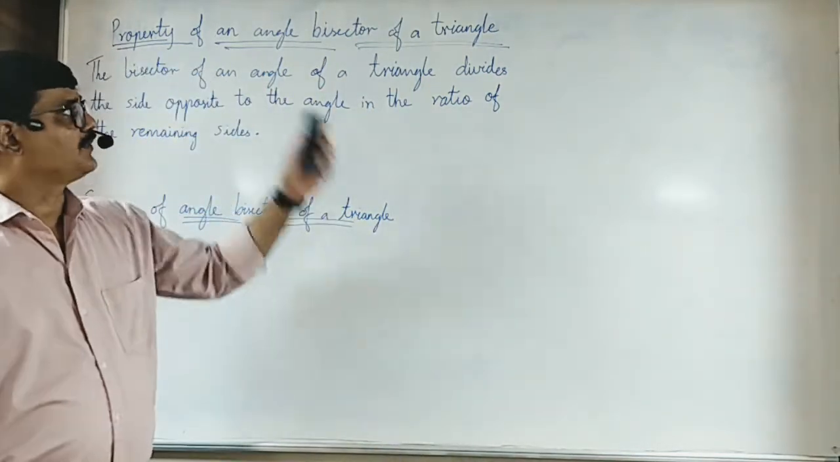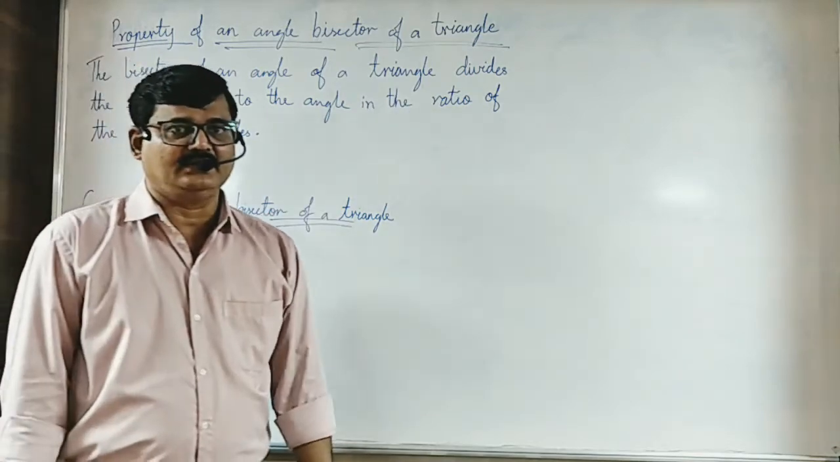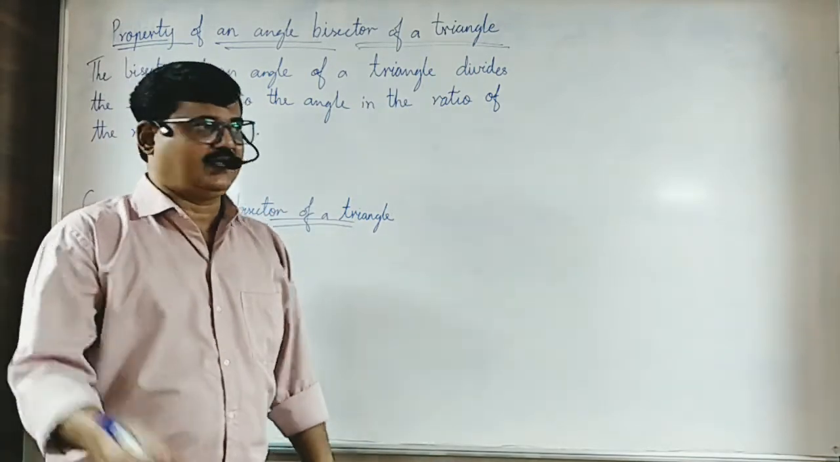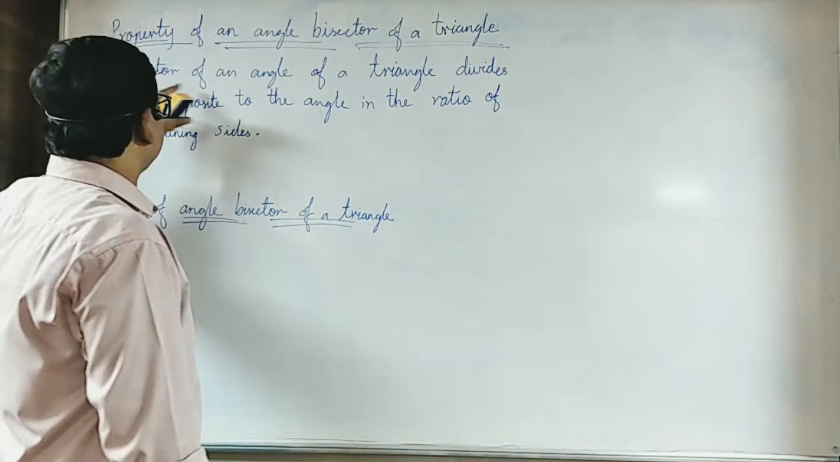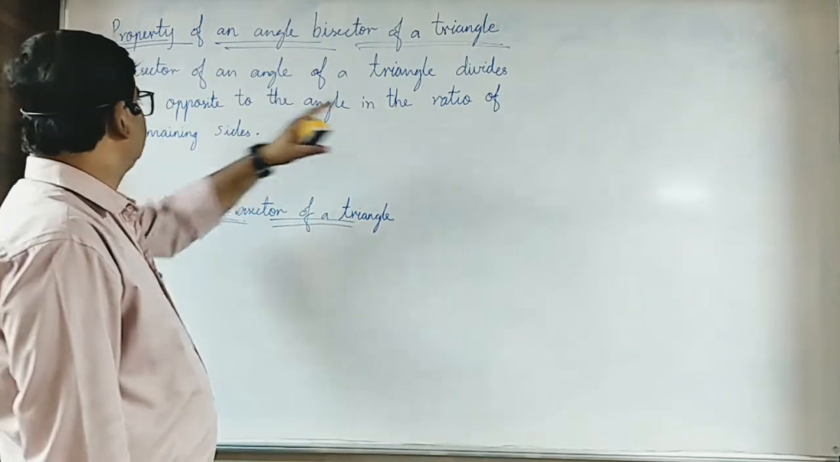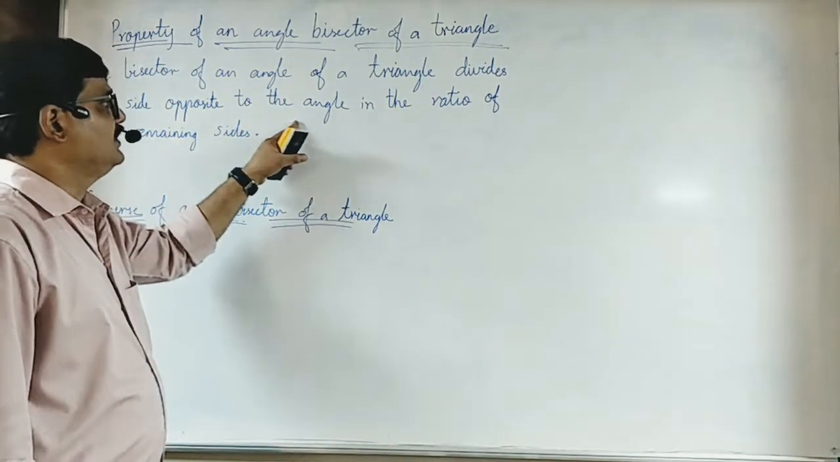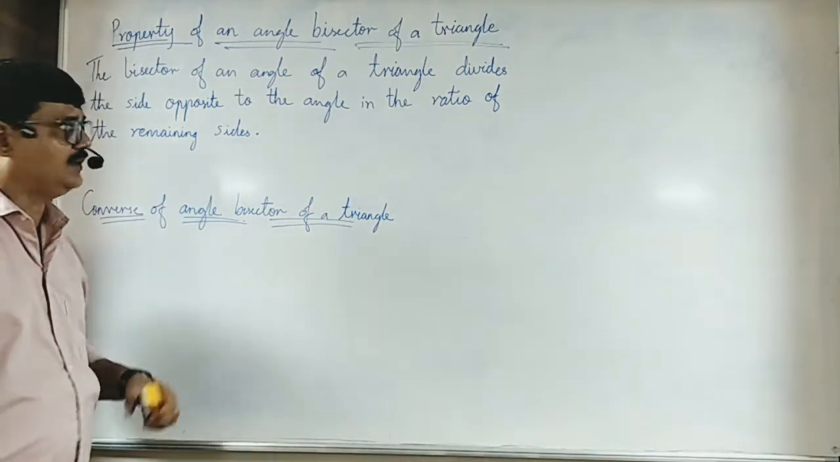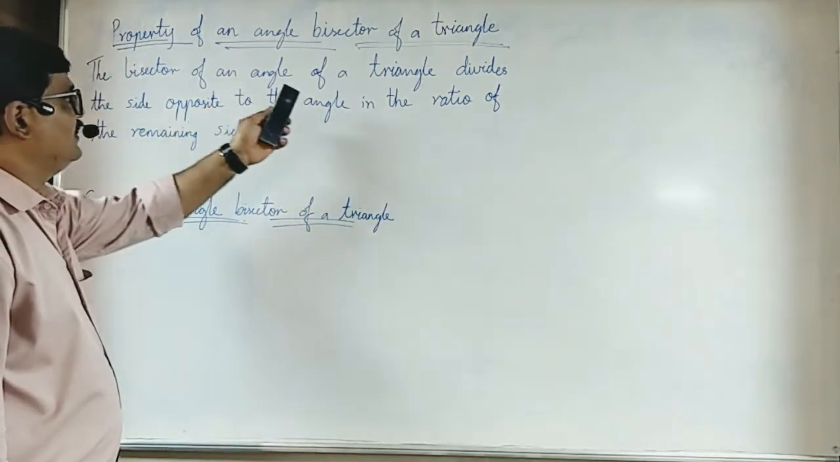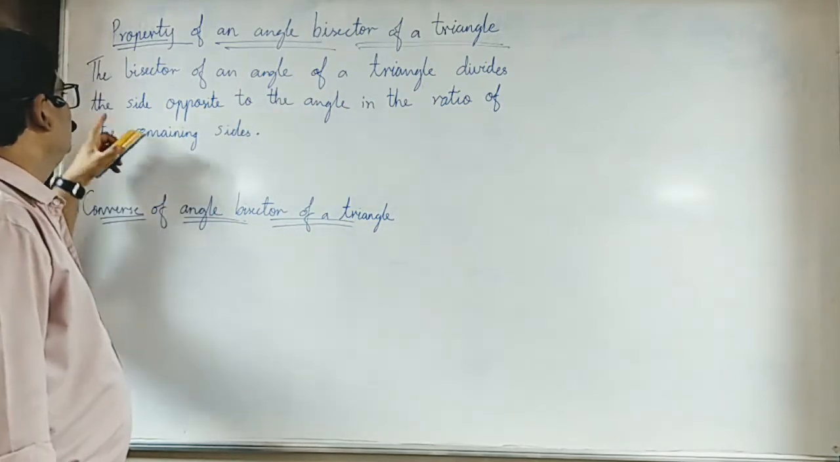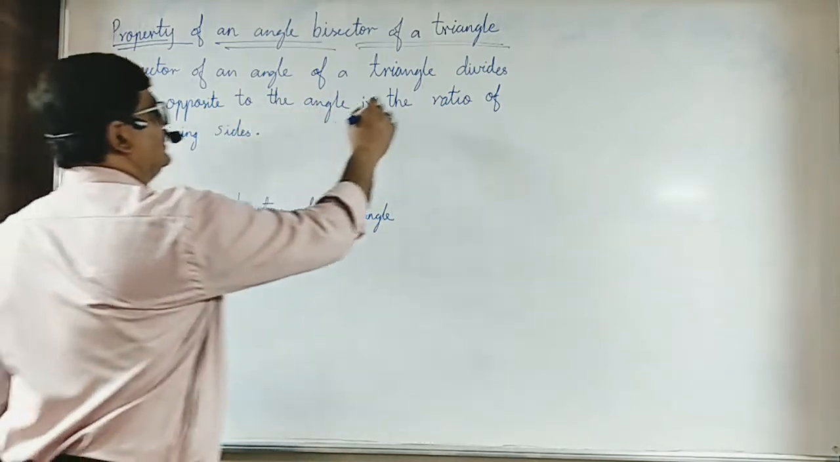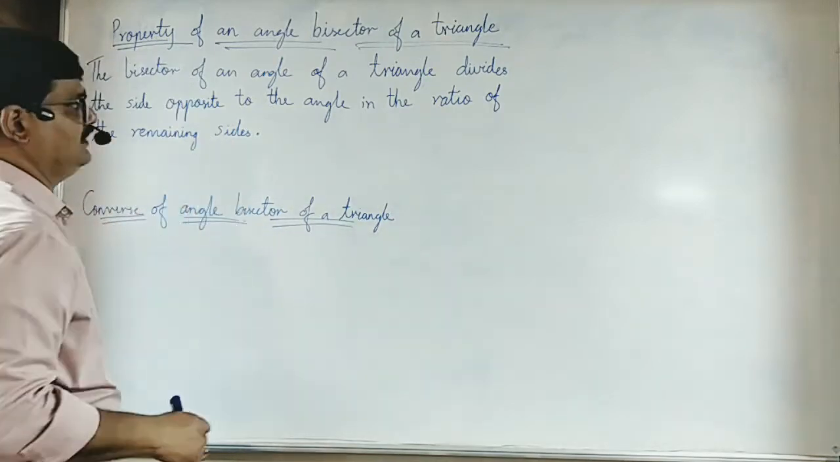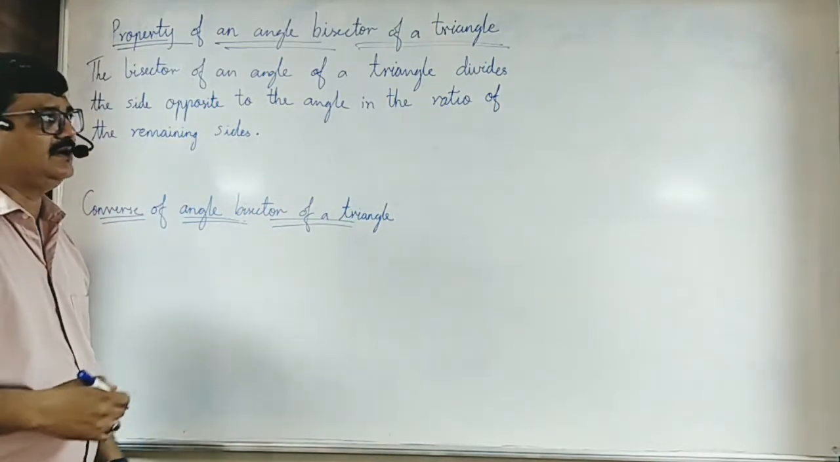What is that? The property of an angle bisector of a triangle. Let's read out what that property is. The bisector of an angle of a triangle divides the side opposite to the angle in the ratio of the remaining sides. I'll read it one more time. The bisector of an angle of a triangle divides the side opposite to the angle in the ratio of the remaining sides. I'll explain it now with the diagram.